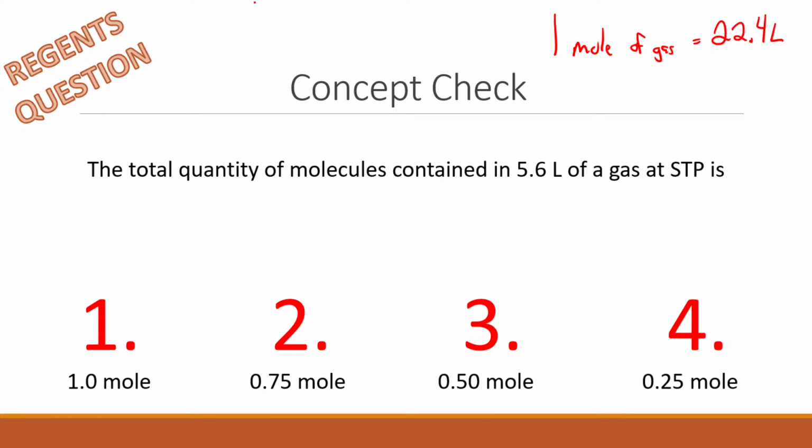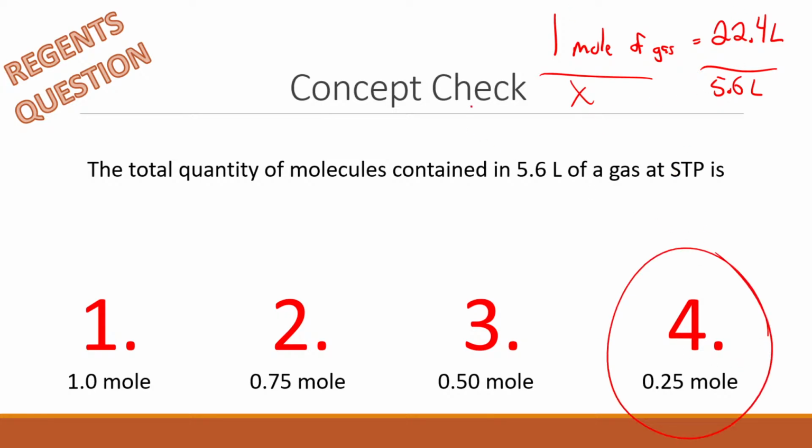When we look at a problem like this, we know that 1 mole is 22.4 liters. So if we have 5.6 liters, we're making a proportion. When we solve this out, we're going to get a quarter of a mole. Right? 5.6 is a quarter of 22.4, and so it is a quarter of a mole of particles.